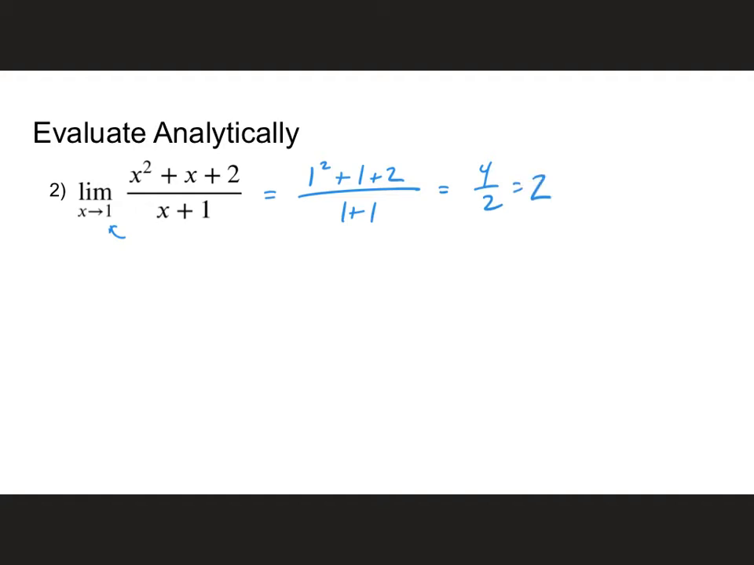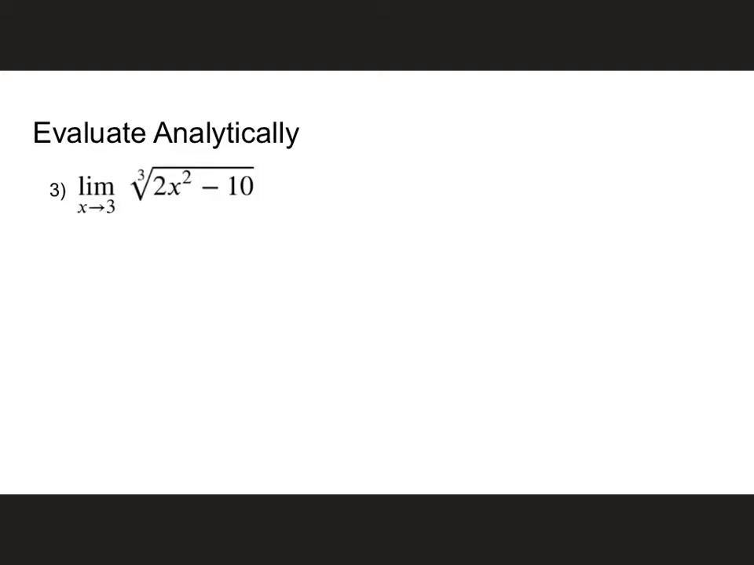Not anything fun and exciting here, right? I don't have to use all those properties and show a proof. This is good enough. This math is just as good as doing all those other individual properties. Number 3, the limit as x approaches 3 of the third root of 2x squared minus 10. Again, nothing fancy going on here. Just evaluate. Just plug the number into the limit and simplify.